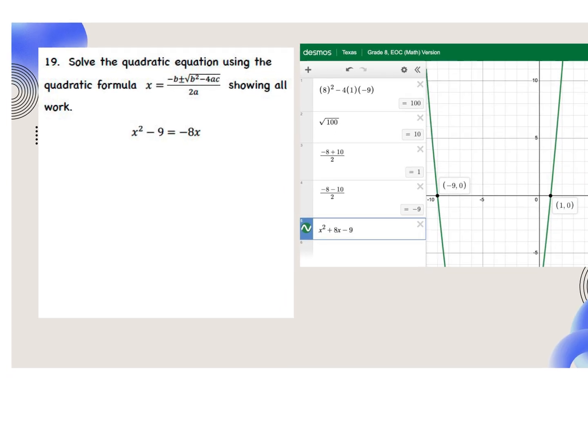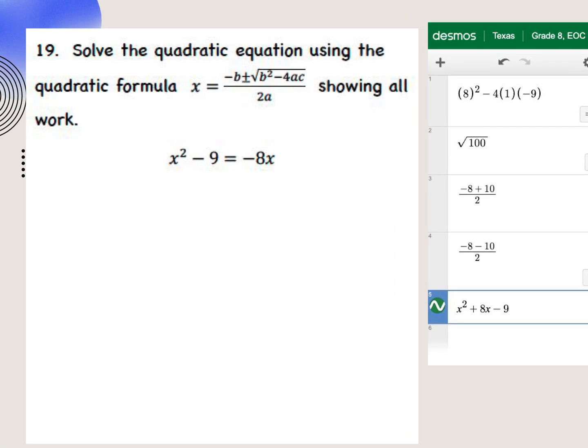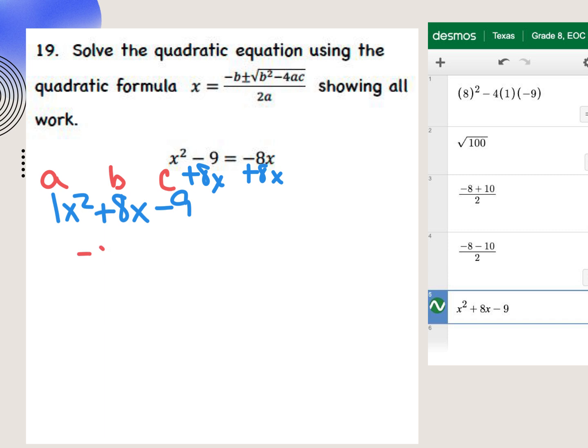Quadratic formula. This is on your formula chart. We talked about everything needs to be on the same side before you start plugging things in. So you have 1x squared plus 8x minus 9. So your A is 1. Your B is 8, and your C is negative 9. So we're going to plug those numbers into the formula. Now my B is a positive, so it's going to become a negative.